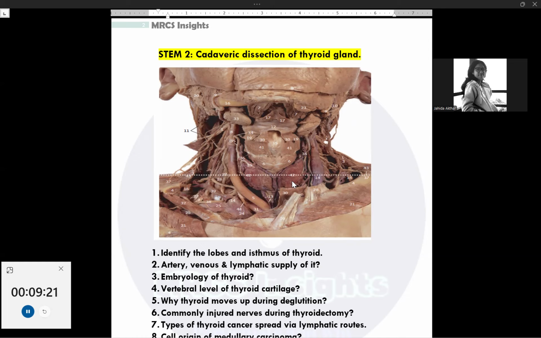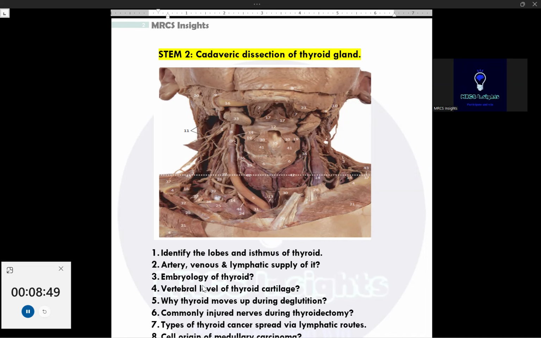In the venous drainage, there are the superior thyroid vein, middle thyroid vein, and inferior thyroid vein. The superior and middle thyroid veins drain into the internal jugular vein. The inferior thyroid vein drains into the brachiocephalic vein. Excellent. Now tell me the lymphatic drainage of the thyroid gland. It goes into the prelaryngeal and pretracheal lymph nodes, then into the upper and middle deep cervical lymph nodes, and also into the brachiocephalic lymph nodes.